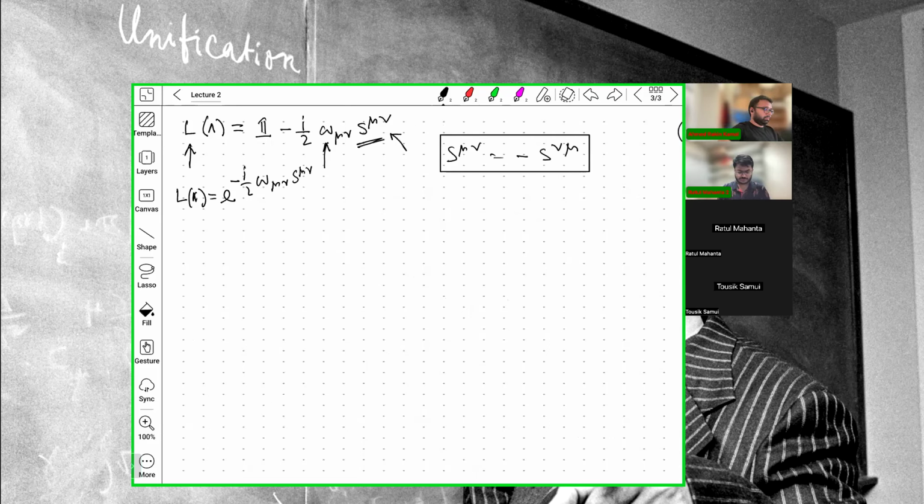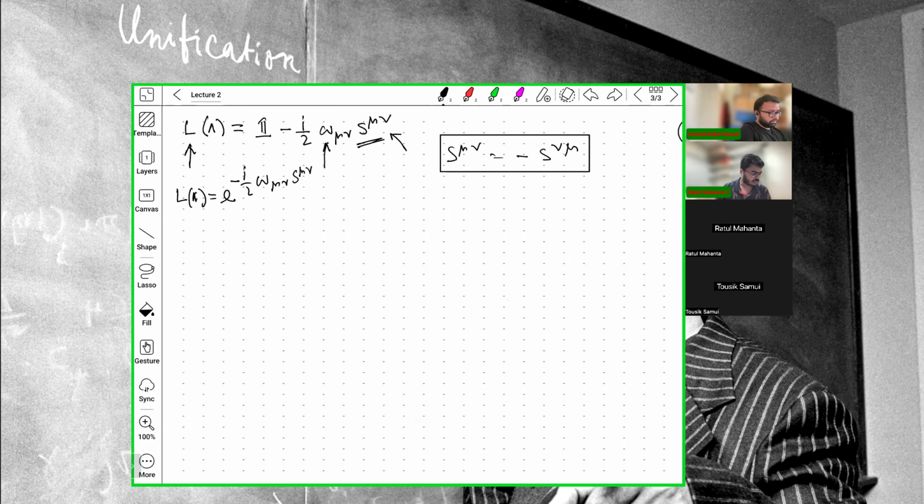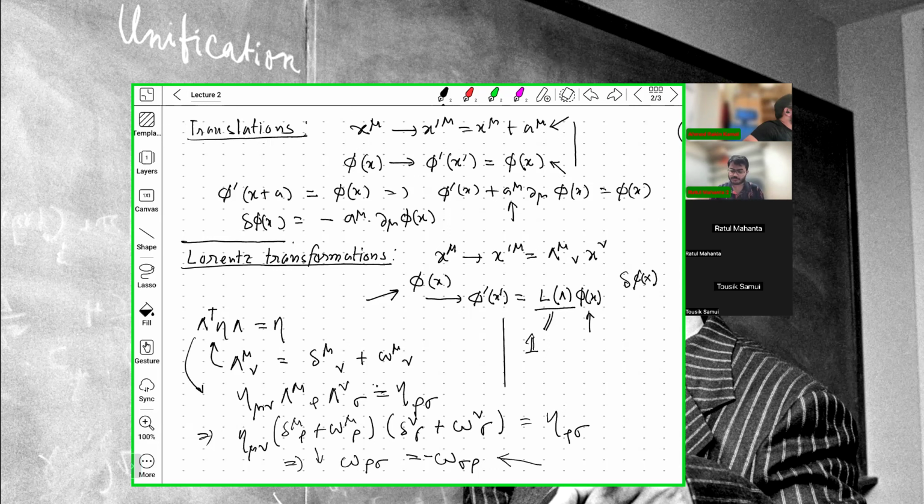Now the infinitesimal transformations. So we have to compute what is delta phi for the Lorentz transformations, and that we will be computing now. By the relation I mentioned, the transformation property I have given, from there you can compute.